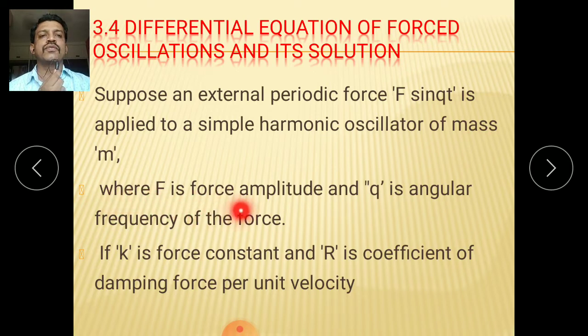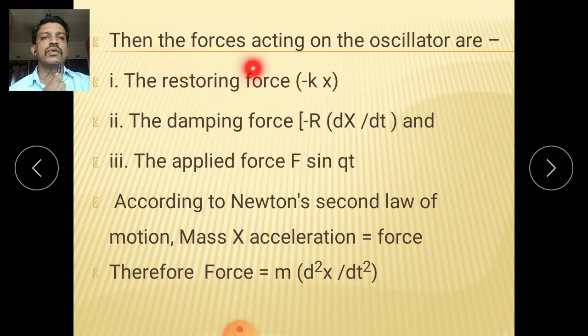Suppose an external periodic force F sin qt is applied to a simple harmonic oscillator of mass m, where F is the force amplitude and q is the angular frequency of the force. If k is the force constant and r is the coefficient of damping force per unit velocity, then there are three different types of forces acting on the oscillator.